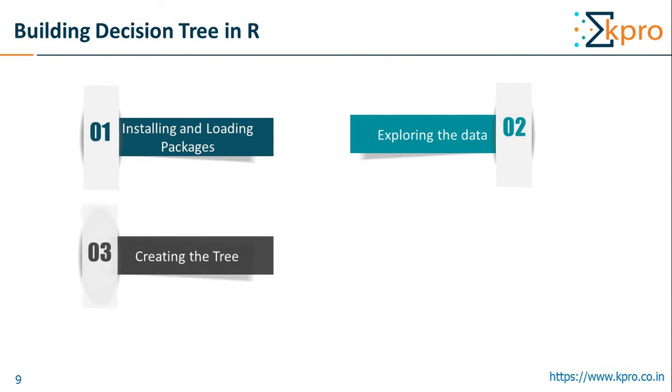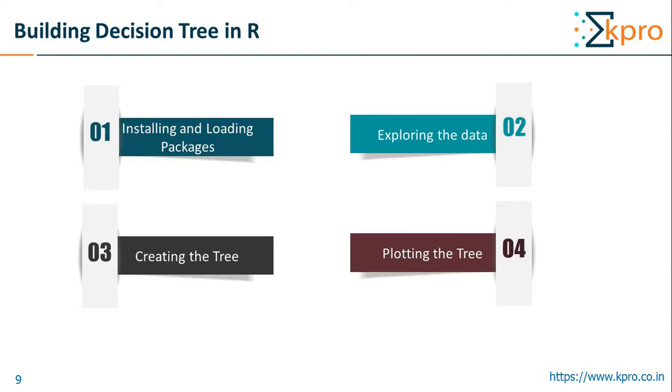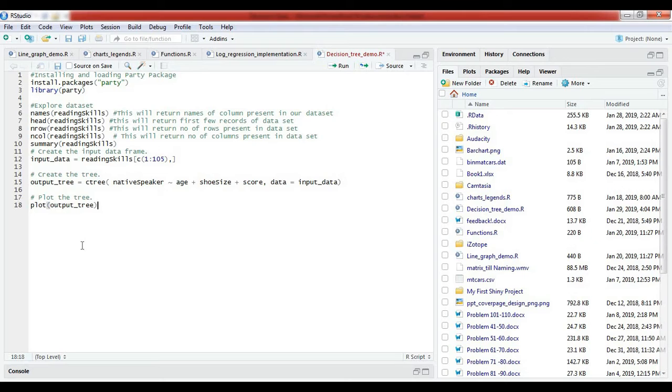Now we will learn building a decision tree using R. So we will basically install and load the required packages, then we will explore the data, then we will create and plot the tree. So let's go ahead and see how we can do it using RStudio. For working with the decision tree, we need to install and load dependent packages. R has a package called party which provides a function called ctree, which is used to create and analyze decision trees.